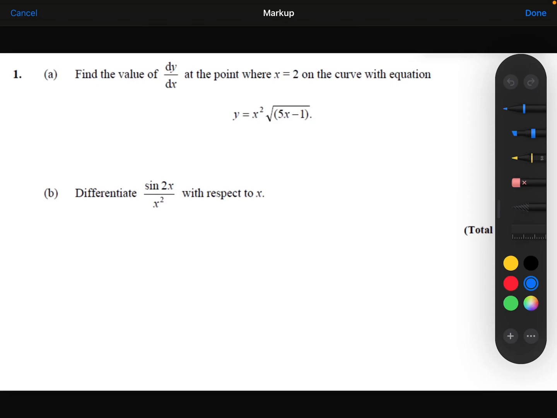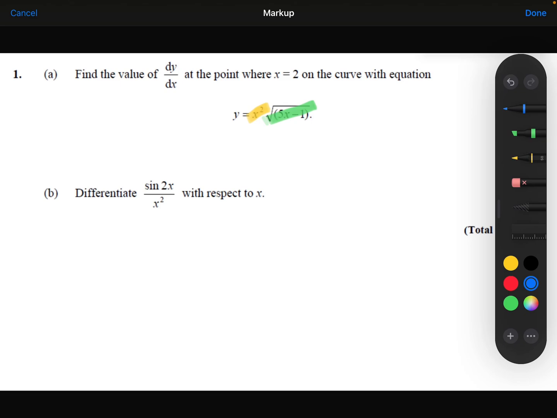Find the value of dy by dx at the point where x equals 2 on the curve with the equation y equals x squared times root 5x minus 1. So first thing to note here is we're differentiating and we're going to have to use the product rule, because we have the product of two functions, we've got the x squared multiplied by the root 5x minus 1.